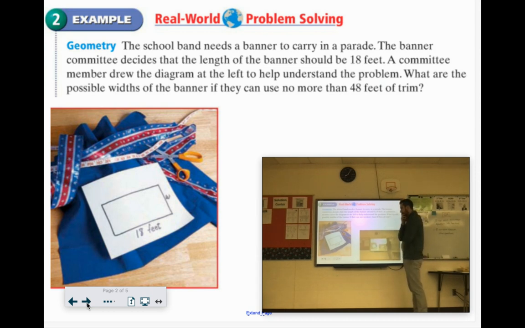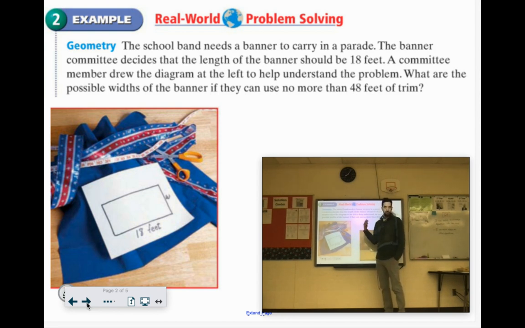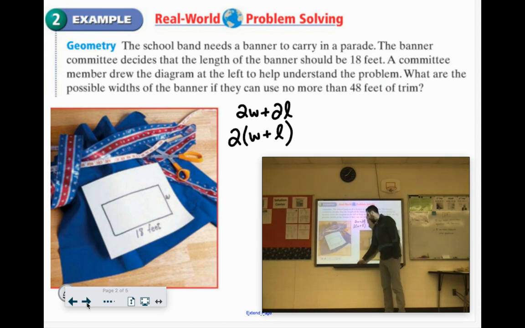So, the thing about rectangle perimeter is you can do 2 times the width plus 2 times the length, right? Because they would be the same, right? The 2 widths are the same, the 2 lengths are the same. So sometimes you might see it like this, 2w plus 2 length, or sometimes you might just see it like 2 times the width plus the length, right? Because that would show you 2 of the widths and 2 of the lengths. We're going to do it like the first way.